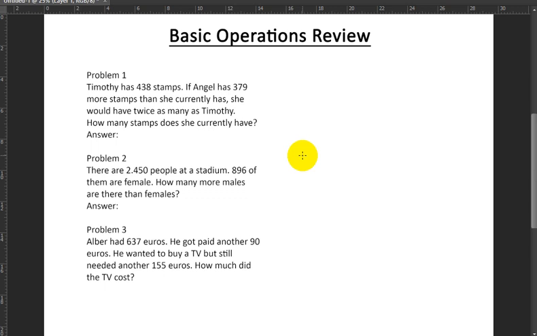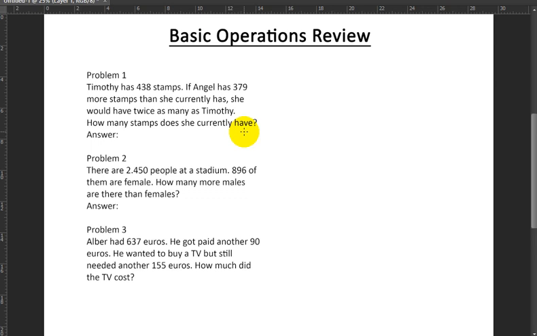Okay, so if you're back, you solved them. Let's see if you got them correctly. Let's read the first one. First one says Timothy has 438 stamps. If Angel had 379 more stamps than she currently does, she would have twice as many as Timothy. How many stamps does she currently have?